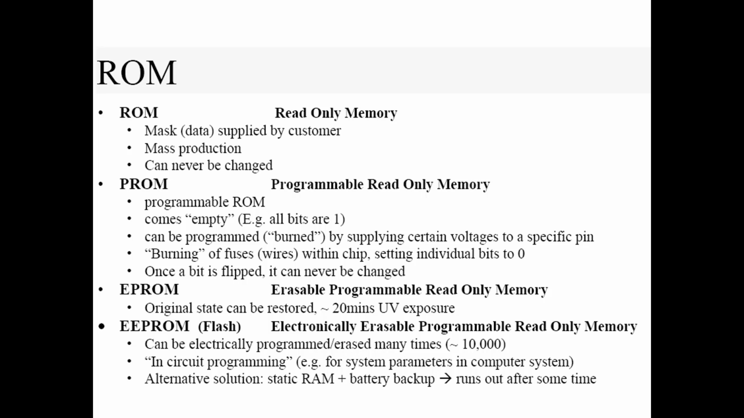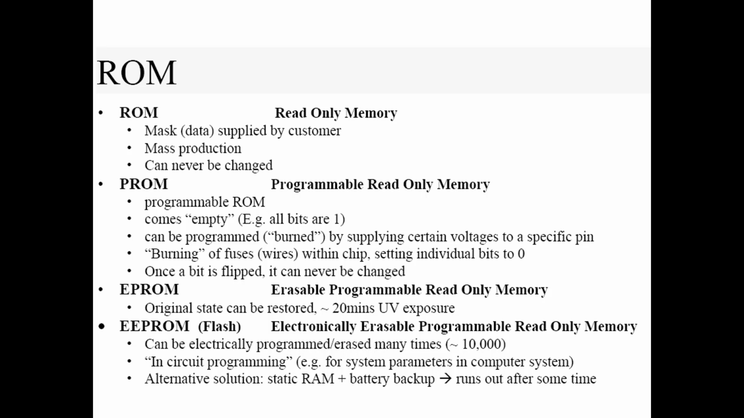Number one, masked ROM, programmed during the manufacturing process and cannot be altered. PROM, or programmable ROM, can be programmed once after manufacturing. EPROM, or erasable programmable ROM, can be erased using ultraviolet light and reprogrammed. EEPROM, or electrically erasable programmable ROM, can be erased and reprogrammed electrically, allowing for multiple updates. And flash memory, a type of EEPROM that can be erased and reprogrammed in blocks, widely used in modern embedded systems.